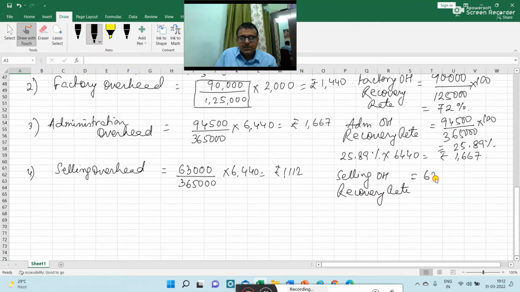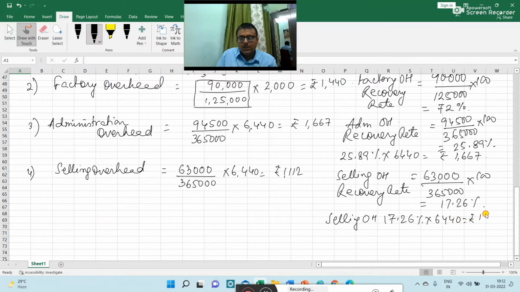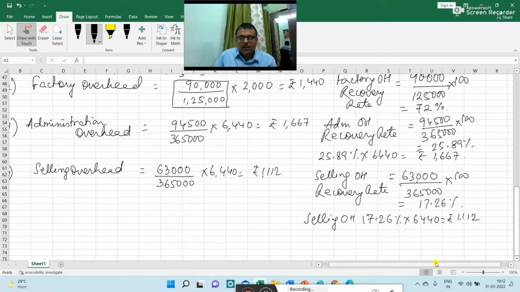is 63,000 divided by 3,65,000 into 100. So this is 17.26%. So what is the amount of selling overhead? So selling overhead is 17.26% of 6,440. This is 1,112.